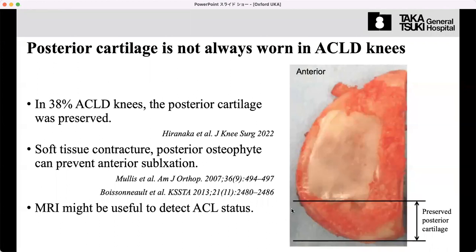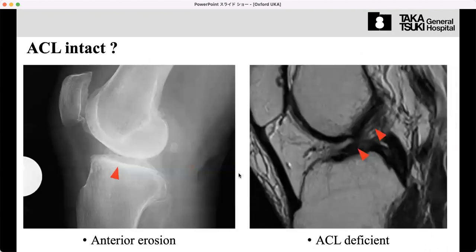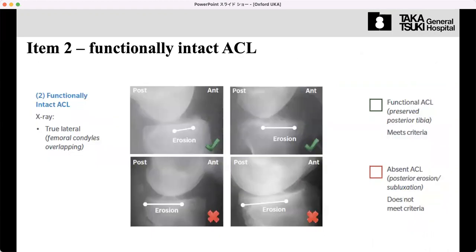So one item is the medial side and bone. The second item is the lateral X-ray. Please focus on the lateral X-ray and take a true lateral X-ray to identify the bone erosion area. Okay, I will talk about the next three items for patient selection.